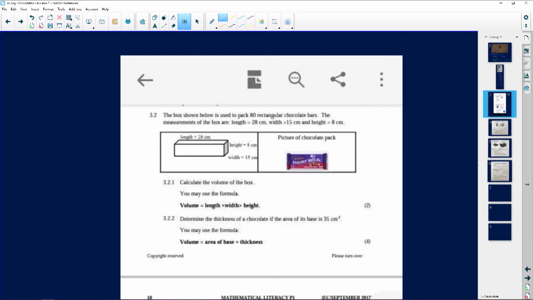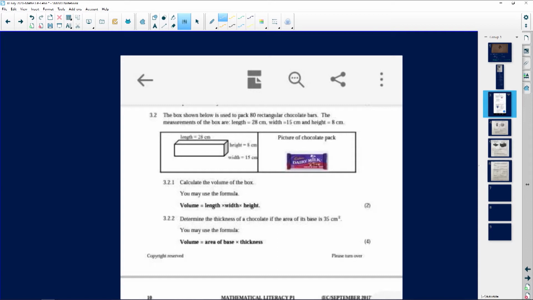So the question that we do have here says to us, the box shown is used to pack 80 rectangular chocolate bars. The measurements of the box, so we have the length, which is 28 centimeters, we have the width, which is 15 centimeters, and we have the height.